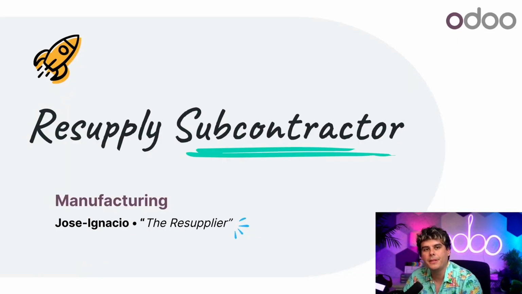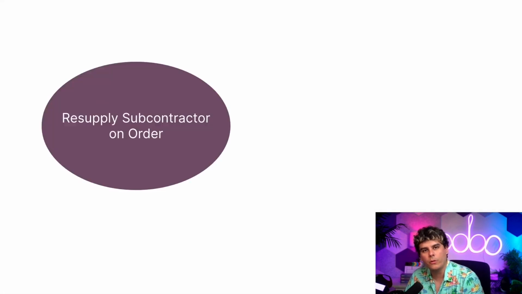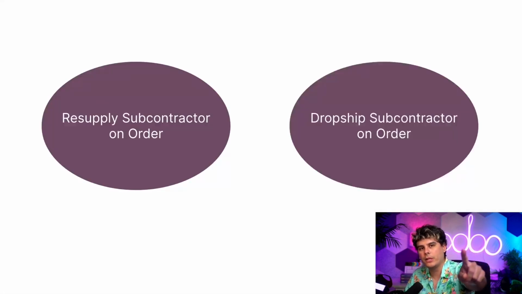Today, we're going to take an even deeper dive into subcontracting. Previously, we discussed basic subcontracting, in which a subcontractor is going to be responsible for obtaining the components used for manufacturing a subcontracted product. But what about situations where you want to supply a subcontractor with the components yourself? Well, that's the best thing about Odoo. We offer 2 routes to accomplish that: Resupply Subcontractor on Order, and Dropship Subcontractor on Order.